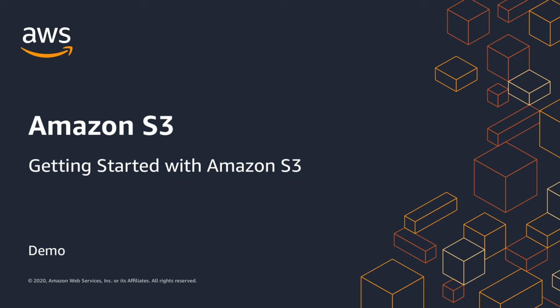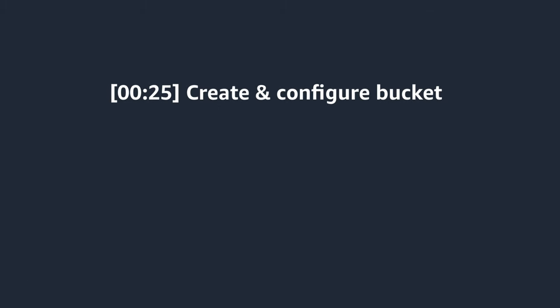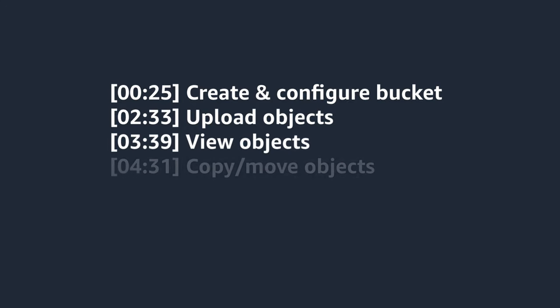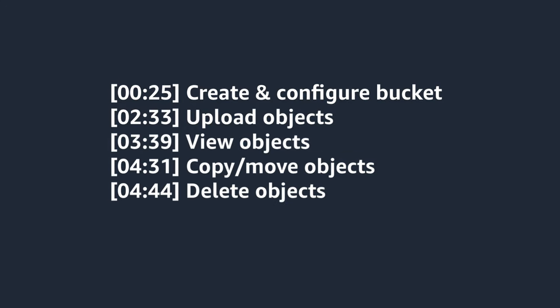Amazon Simple Storage Service, S3, is an object storage service that offers industry-leading scalability, data availability, security, and performance. In this demo, we're going to learn how to create and configure our first Amazon S3 bucket, how to upload, view, copy, and delete objects, and finally, how to delete our example bucket when we're through with it.